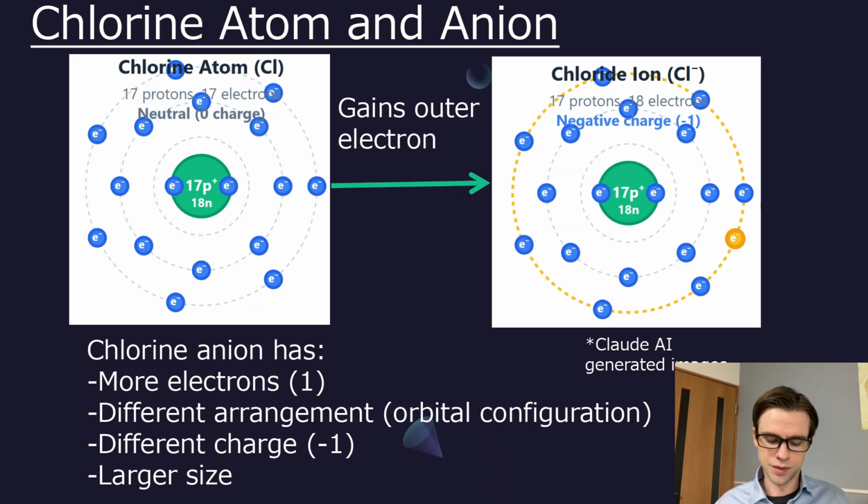It's got a different arrangement, different orbital configuration now. It's got a stable noble gas configuration, which is 1 electron above standard chlorine. It's got a different charge, it's -1, and it's got a larger size.